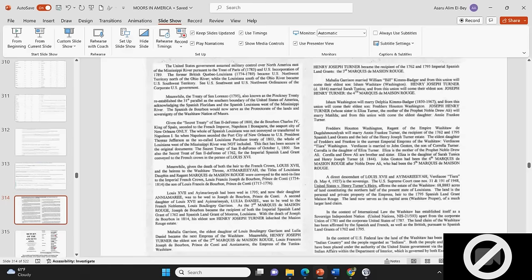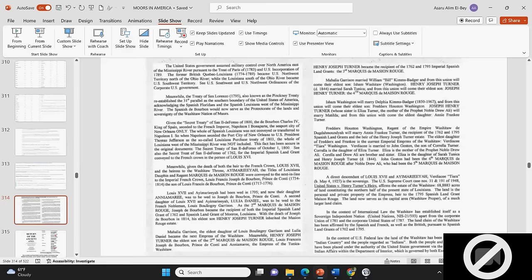In the context of international law, the Washoe had established itself as a sovereign independent nation, United Washington, United Nations NIS 21/593. And of course, we have the United Nations seat, 215/93. Apart from the Corporate Union of 1781 and the Corporate United States of 1787, the land claims of the Washoe have been affirmed by the Spanish and French, as well as the British, pursuant to Spanish land grants of 1762 and 1795. In the context of United States federal law, the land of the Washoe has been defined as Indian country, and the people regarded as Indians.